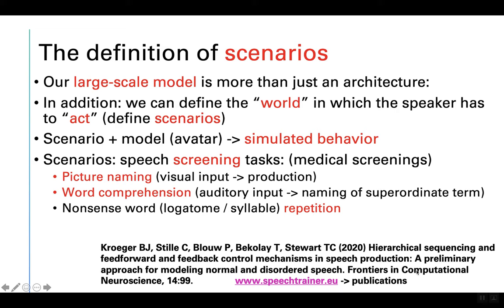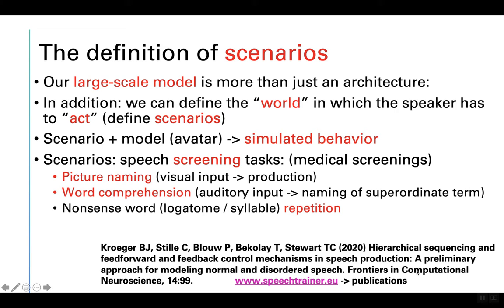The first is simple picture naming, where we have a visual input and we have to interpret the visual input. For example, if we see an object, we have to name that object, or we have to understand what that object is, and then to utter the name of that object. For example, we see a car, then we have to say, so this is a car.